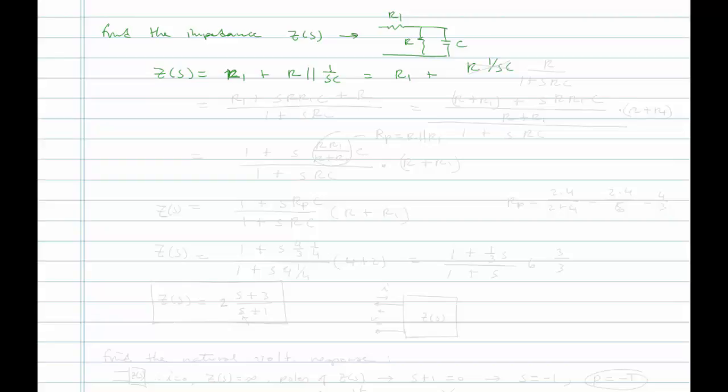Oh, and I already did this piece here. I did that. Let me go ahead and write that. It is R over 1 plus S RC. But now let's put this over a common denominator. So we'll have R1 plus S R R1 C plus R, over 1 plus S RC.